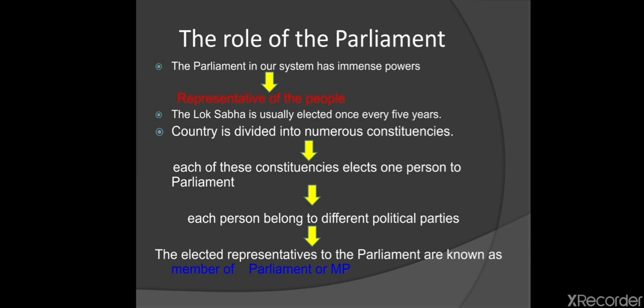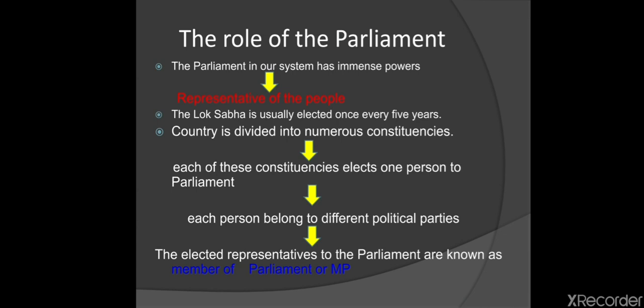Each of these constituencies elects one person to the Parliament. For example, there is one constituency, one area, and elections take place there, and then one person wins from that constituency. That one person is elected by the people for the Parliament, and each person belongs to a different political party. You know we have different political parties. The person who wins the election from each constituency is from a different political party, and these elected representatives to the Parliament are known as Member of Parliament or MP.